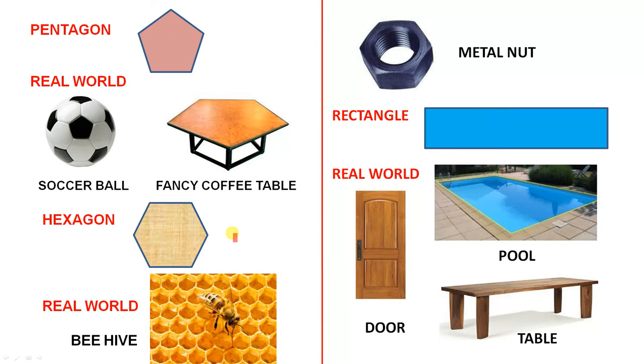The hexagon is a six-sided figure in the real world. Look at this beautiful beehive here. That is one of the most fascinating things in the real world, that in the beehive there are so many shapes which are in the form of a hexagon. They may not be exact, but they're excellent approximations.